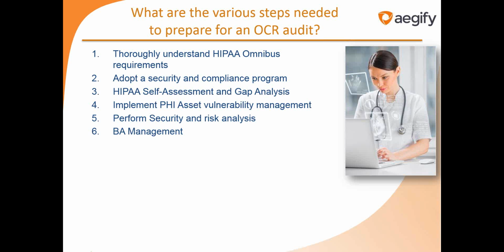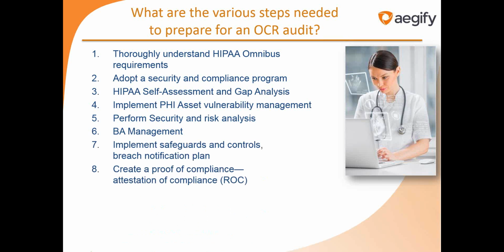If not, take steps to proactively go after them and work in that direction. So CEs have a joint responsibility to ensure that all BAs are indeed compliant. And based on this analysis, you would implement a set of safeguards and controls, including the breach notification plan, and be ready with a report on compliance, which shows and provides a proof of your compliance status. And it should provide a complete audit trail of all the things that you've done, policies, procedures, administrative, technical, and physical safeguards that you put in place.